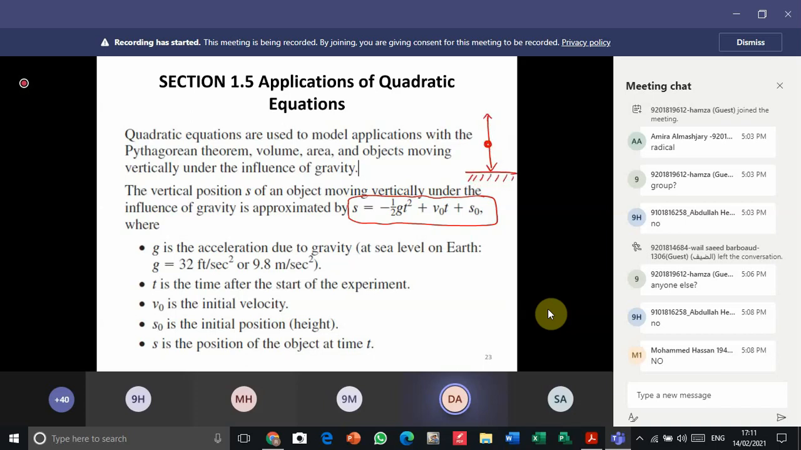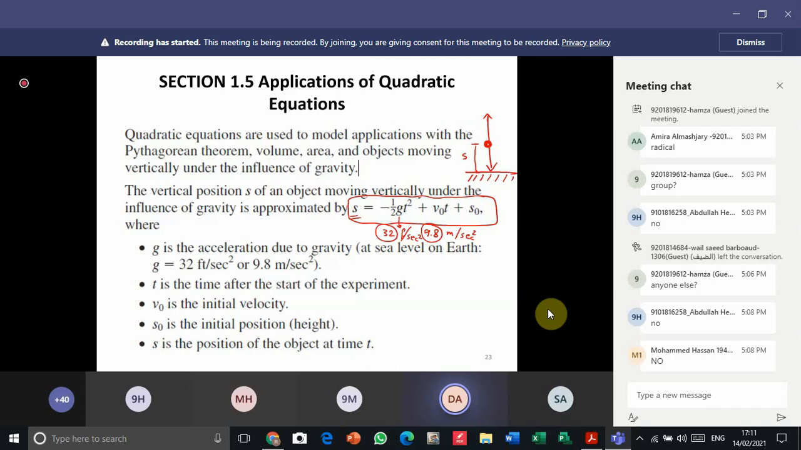Okay, and s is the distance between the ground and the object. How can we compute s? This equals minus half multiplied by g. g equals 32 feet, or 9.8 meters, per second squared. This one is in meters, this one is in feet.